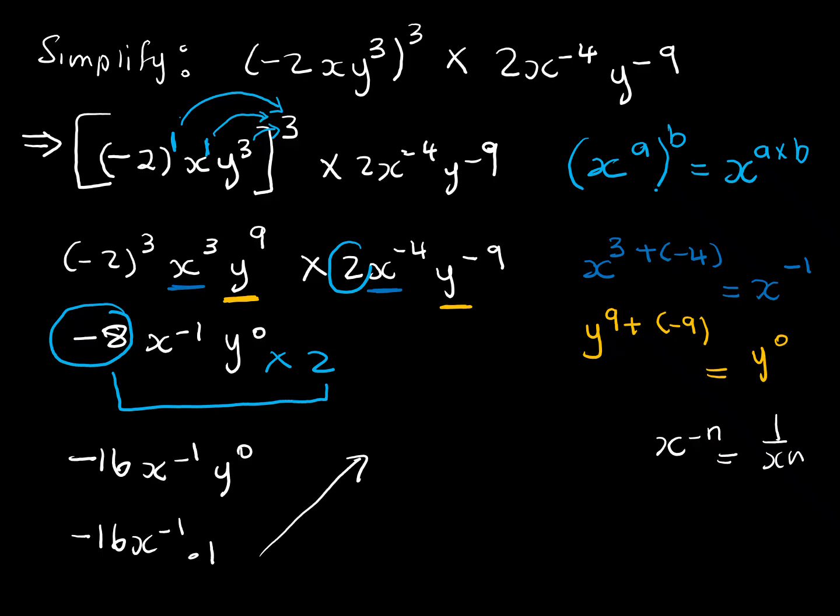So now we said that the minus 16, we're going to leave it on top, and on the bottom we take this guy here. We take the x to the power minus 1. We take it and we put it on our bottom without the sign. So this will be x to the power 1. So this tells you that the answer is just minus 16 over x. And that's your answer. Minus 16 over x.